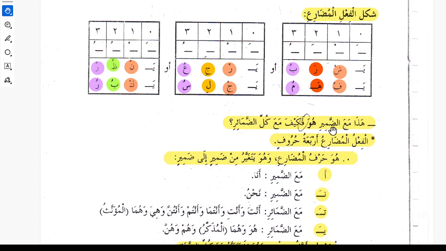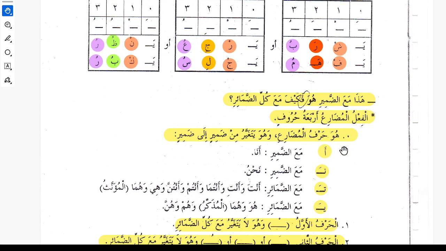Hadha ma damiru huwa, fakayfa ma kulli damairi. So it means that these forms are for the huwa version. Like I said, yashrabu, he drinks. Yafhamu, he understands. So this is for all huwa. I'm using he here. So how this form changes with the other forms of the pronouns. This is a question. So al-fe'lul mudari'u arba'atu huroofin.